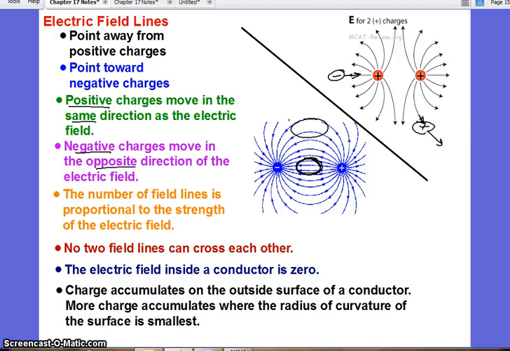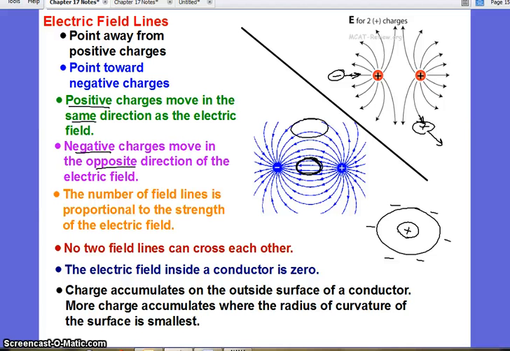Also, the electric field inside a conductor is zero. So if I were to take a conductor like that Van de Graaff generator, and place a charge inside that conductor, it would not move in any direction if I place it and let it go at rest. It would not have any force exerted on it, and so it wouldn't move in any direction, no matter where I place it inside that conductor.